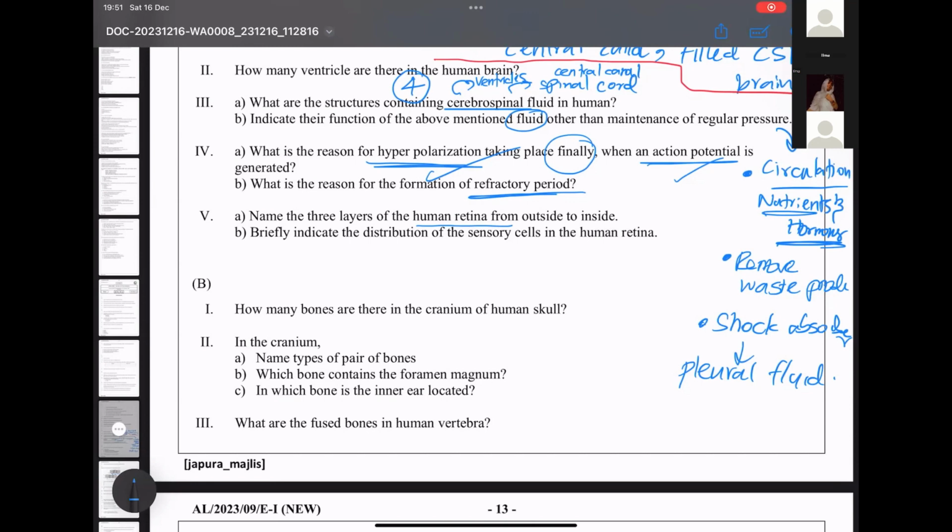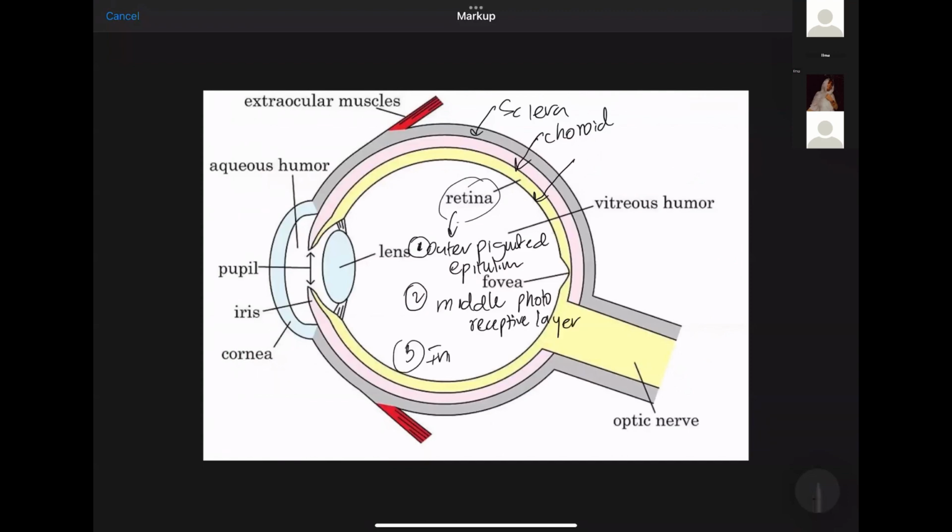So the retina has 3 layers. What are the 3 layers of the retina? It has the outer pigmented epithelium. Again, this is directly from the resource book. Number 1, outer pigmented epithelium. Number 2, middle photoreceptive layer, and the inner layer with neurons. So these are the 3 layers of the retina.